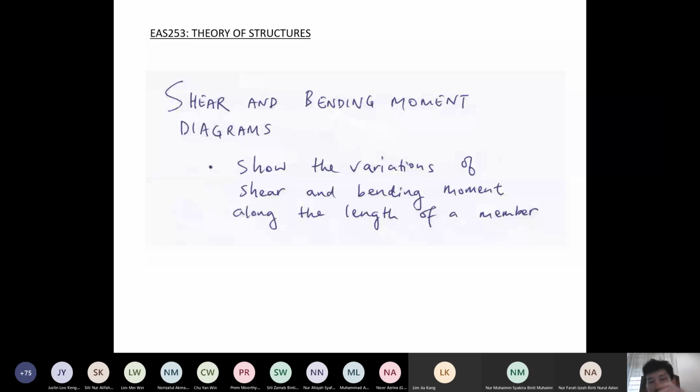Some books call it shear diagram, some books call it shear force diagram. Either way, it is okay. So here I show shear diagrams. It also means shear force diagram. And shear and bending moment diagrams, what do they show? They show the variations of shear and bending moment along the length of the member.